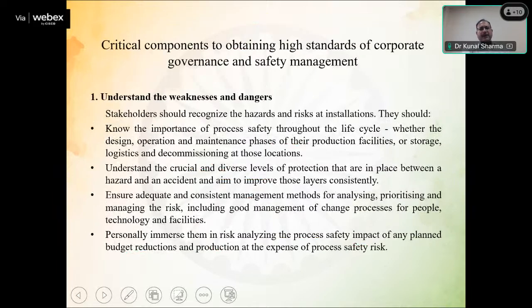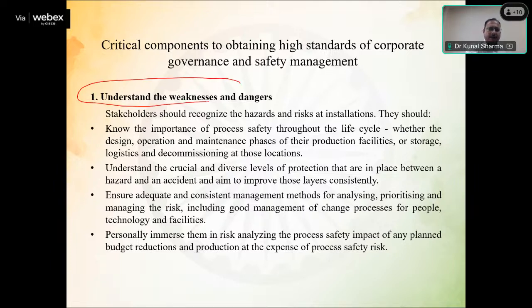Now, critical components to obtaining high standards of corporate governance and safety management. First, understand the weaknesses and dangers. It is very important regarding any chemical disaster permit. Stakeholders should recognize the hazards and risks at installations. They should know the importance of process safety throughout the life cycle. It is not that they focus only upon the storage part or the transportation part, but it is required that for production, storage, logistics, at every instant we focus upon the safety part.